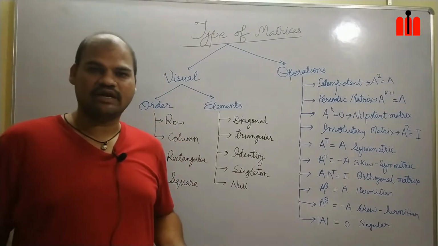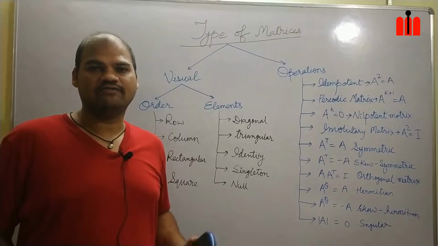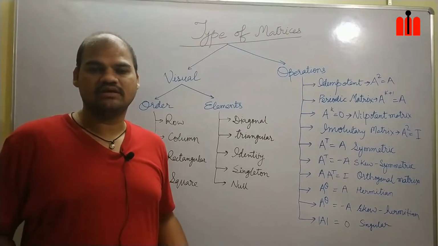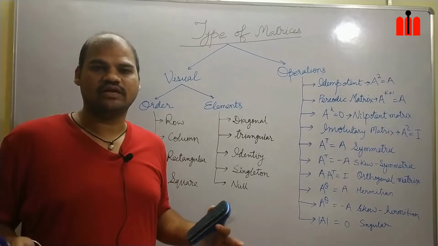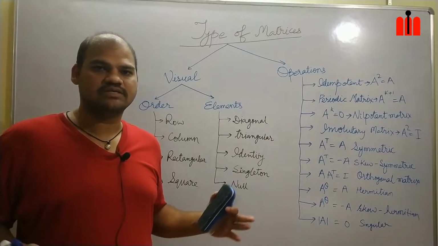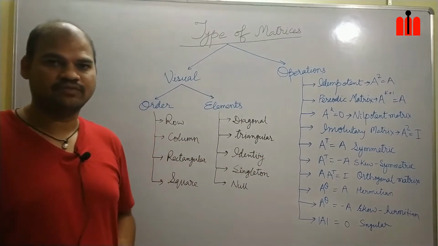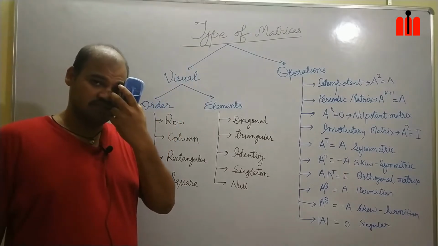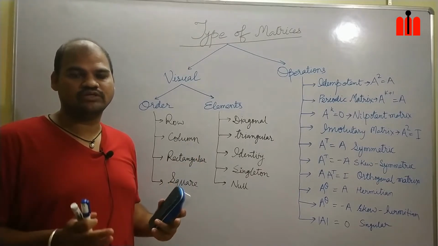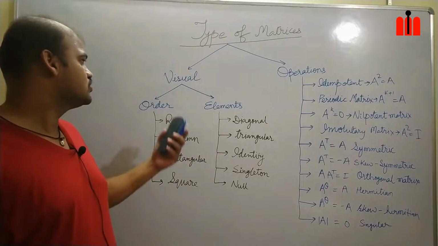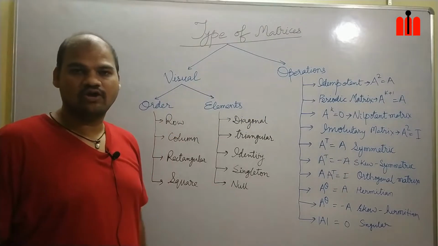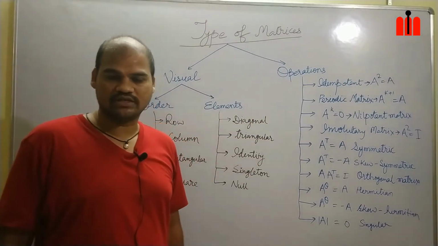There are different types of matrices, so how do we identify what those types are? This class is made up of the basics of types of matrices. Once we go for the types of matrices, by seeing a matrix you should be able to approach what type of matrix it is. I have divided the types of matrices into 2 classes: one is the visual class and another one is the operations class.